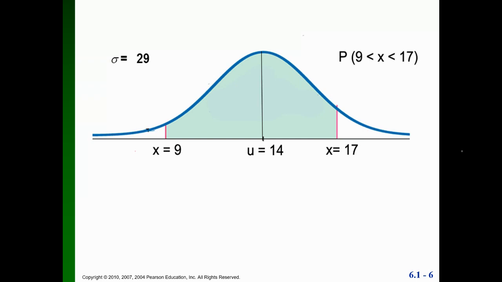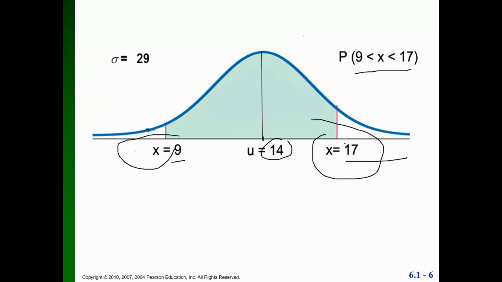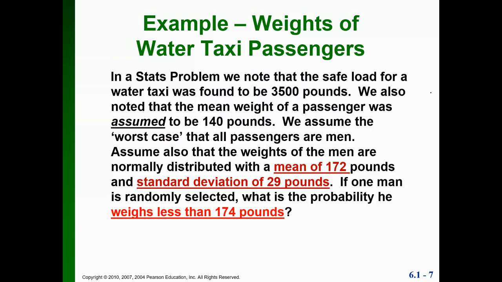And then, of course, you may be asked to find the area that's in between two values. Here again, if I know my mean is 14, I'm looking for the area between 9 and 17. Well, obviously 9 is smaller than 14 and 17 is bigger than 14. So here's the area I'm looking for. This would be my lower bound. This would be my upper bound. All right, but I'm going to walk you through the pencil and paper anyways.